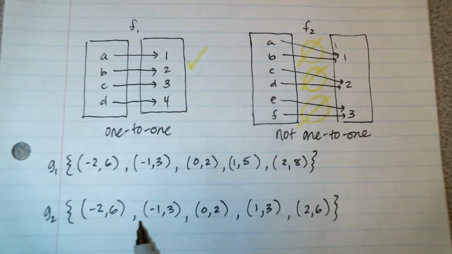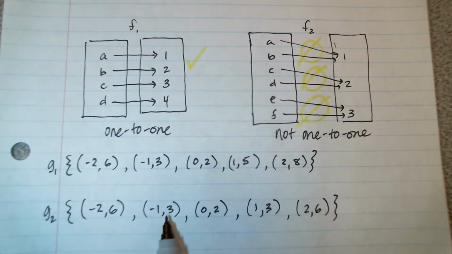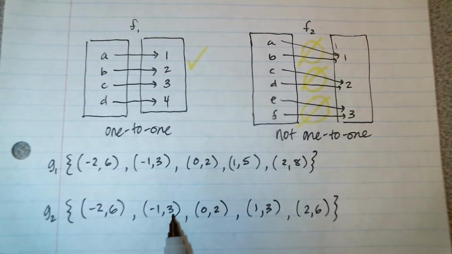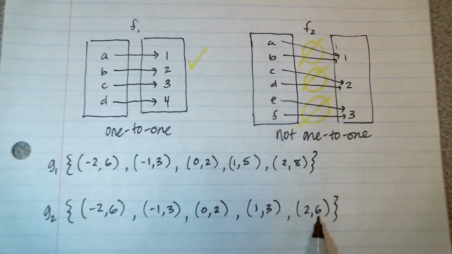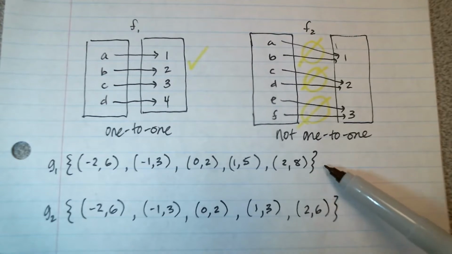However, in the second example, you can see the y value of 3 corresponds to two different x coordinates, and the y value of 6 corresponds with two different x coordinates. So this second example is not one-to-one, while this first one is.